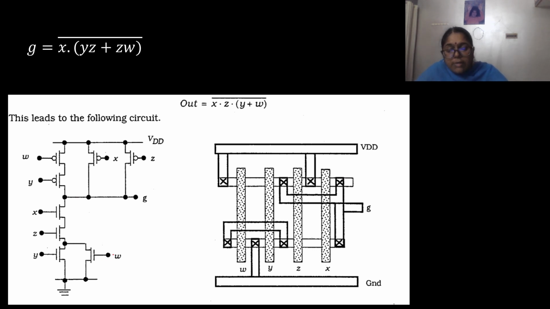Remember, the source of the NMOS transistor is towards the ground and the drain of the NMOS transistor is towards the output. Similarly, the source of the PMOS transistor is towards VDD and the drain of the PMOS transistor is towards the output. So this is how you are going to mark the source and the drain for both PMOS and NMOS. It is not required that the source and drain of PMOS and NMOS transistors be in the same places. You can interchange them as you require.